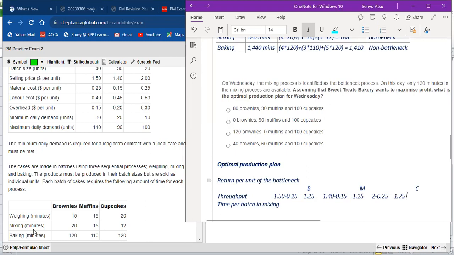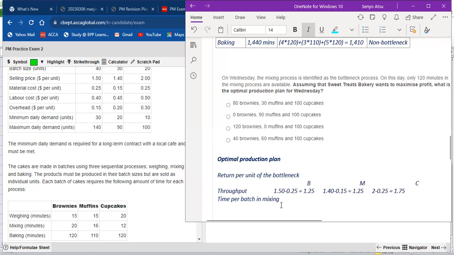I am told mixing is a bottleneck. Each of the cakes requires, respectively, 20 minutes, 15 minutes, 12 minutes in mixing, the bottleneck. Friends, there's a problem. The time is per batch, but the throughput is per unit. So I've got to also calculate the throughput per batch to get the calculations consistent.